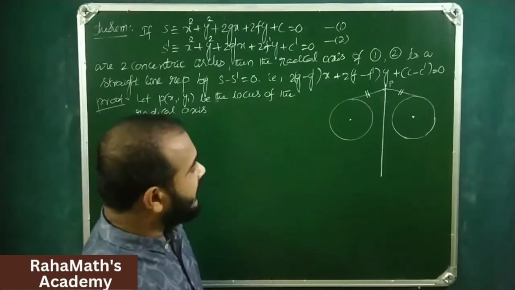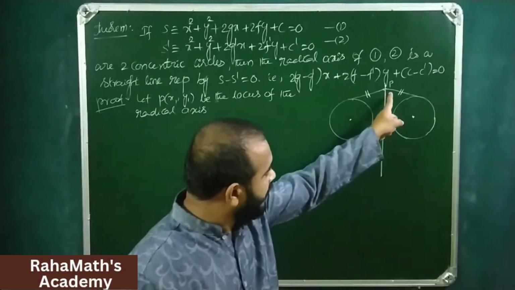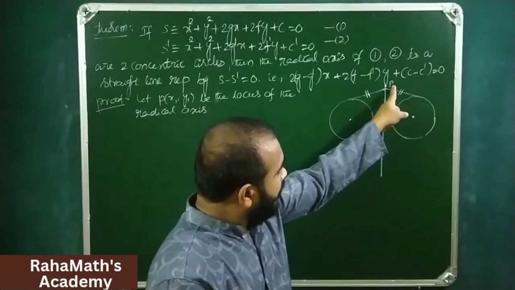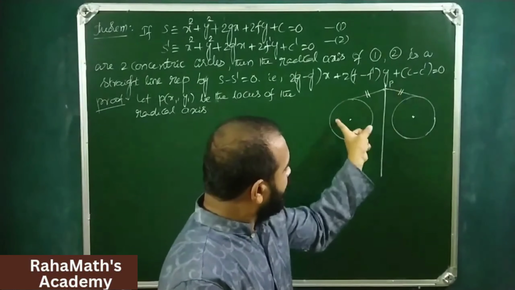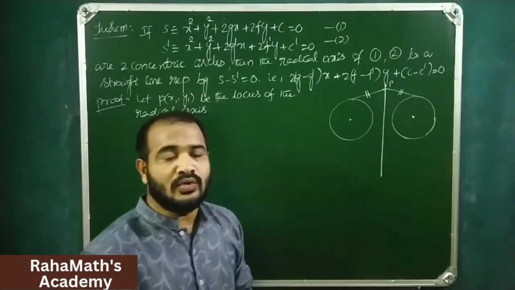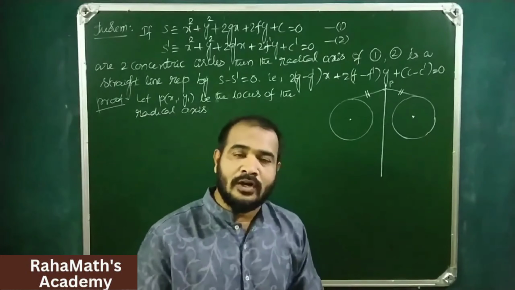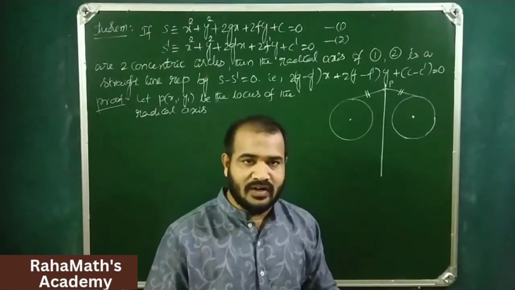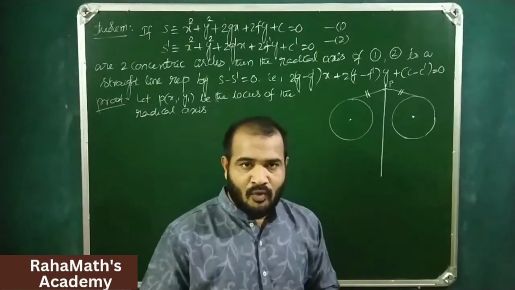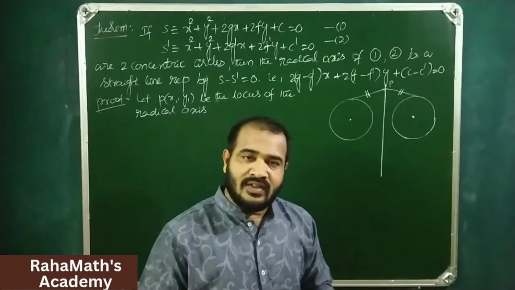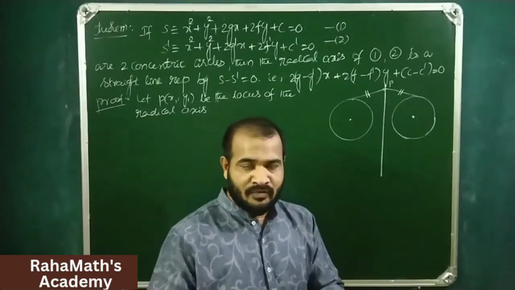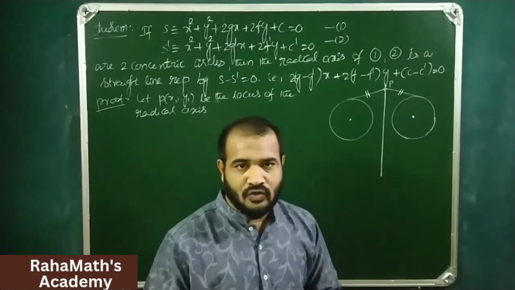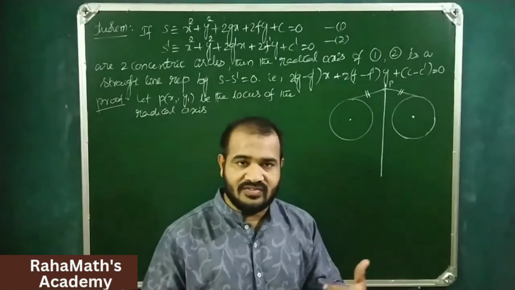So the radical axis is defined as the locus of P which moves so that the powers of P with respect to these circles are equal. I'll tell you the power. The power of the point P is S11, that is, CP square minus R square. C is the center of one circle, P is the point (x1, y1), C is (minus g, minus f), and R is the radius of the circle. CP square minus R square, which we have discussed clearly in the circles chapter.